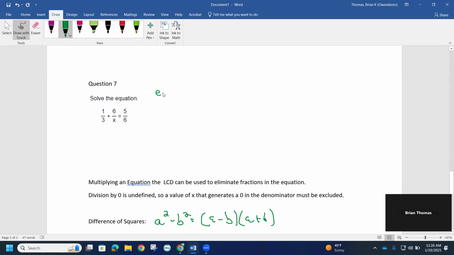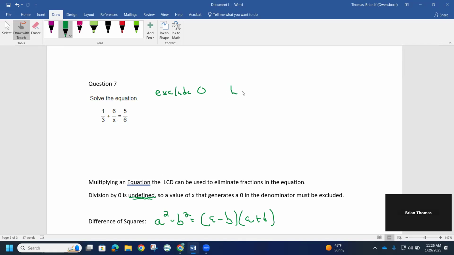So one of the solutions we have to exclude would be 0. Because if you put a 0 for x, that creates a 0 in the denominator, and that's going to create a situation where it's not calculatable. It's going to be undefined. So we have to avoid 0 when solving this equation.